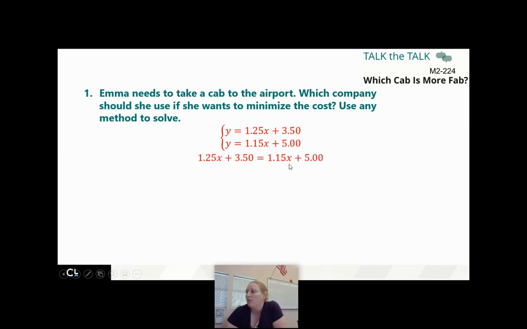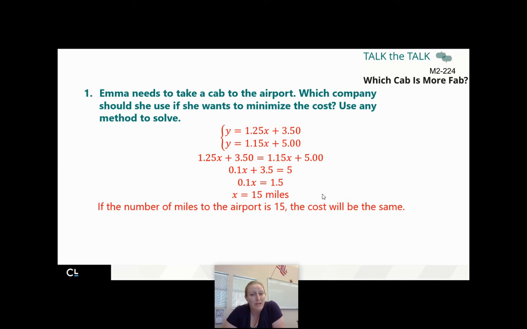Subtract 1.15x from both sides, leaves me 0.1x. Still have that $3.50, still have that $5. So I'm going to subtract $3.50 from both sides, and that gives me $1.50. But of course, I will divide that by 0.1, and I get x equals 15 miles. So if the number of miles to the airport is 15, the cost will be the same. So it doesn't matter which company she uses if it's 15 miles to the airport.